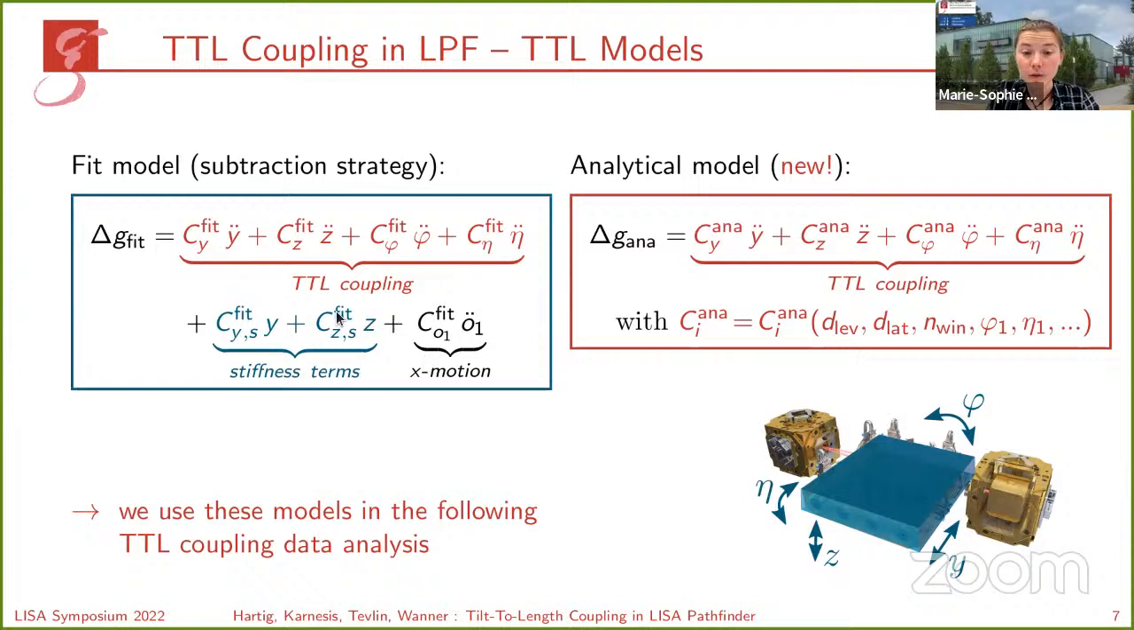Mind that in the fit model, we have 3 additional terms. There was also fitted how the displacement of the task masses induced a change of the measured delta G, and also how an acceleration of the spacecraft along the axis between the 2 task masses coupled into that signal. So these are not contained in the analytical model.